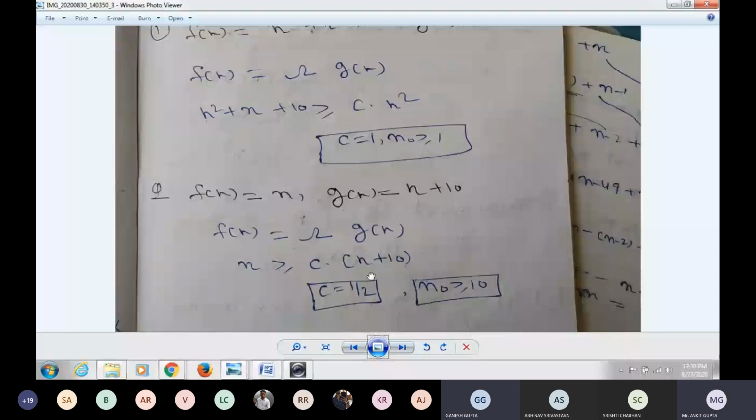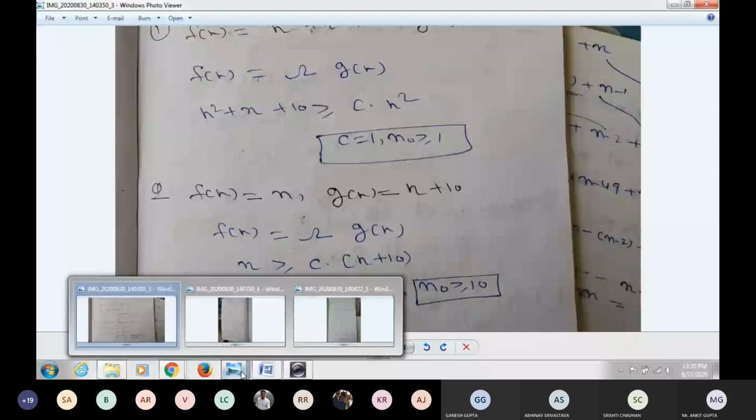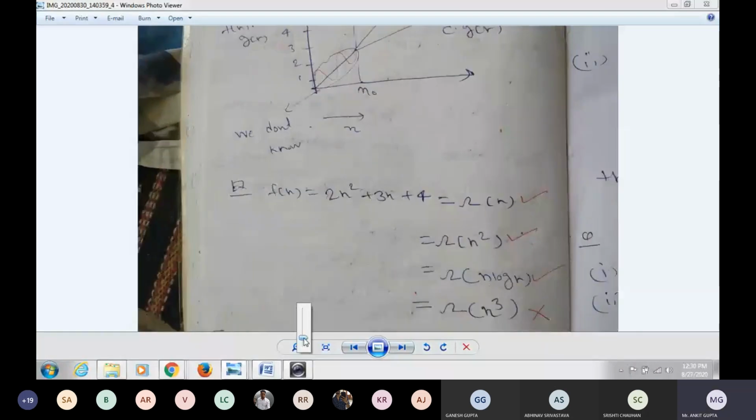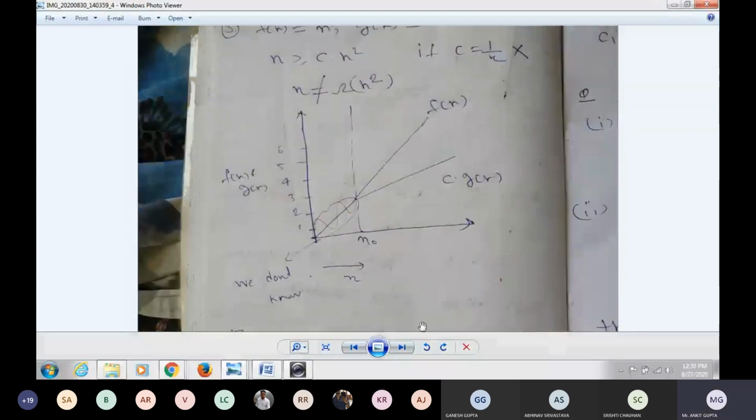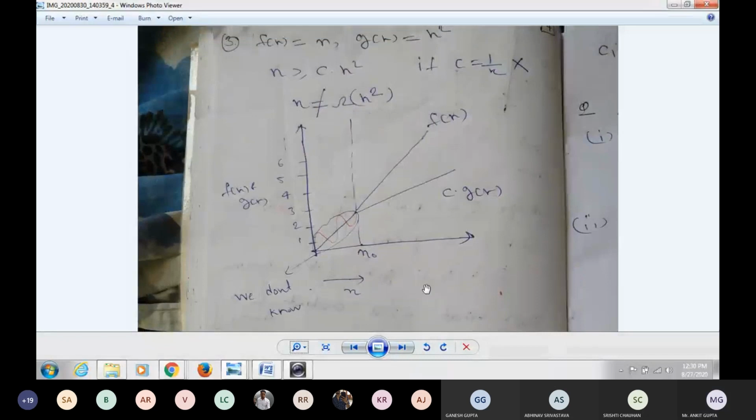Yes, sir. So now open page number 4. The graph is the same as before for omega notation. First, example number 3. If f of n is n, g of n is n square. So n greater than or equal to c into n square. So it can be true in any case.